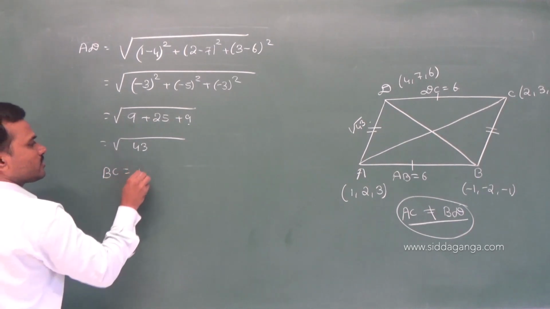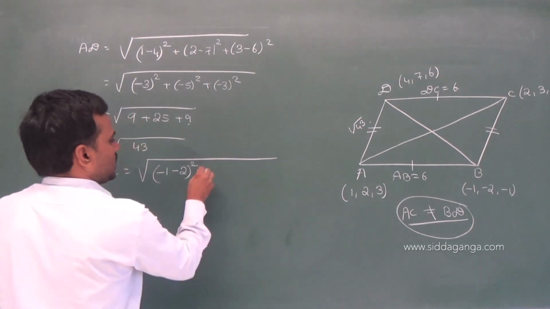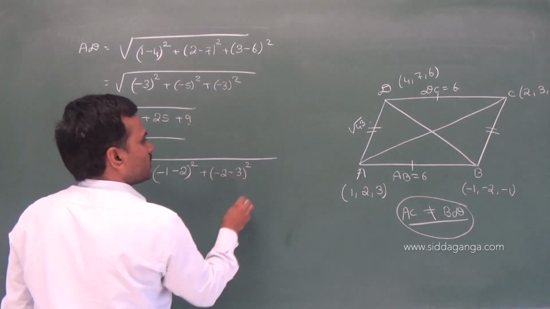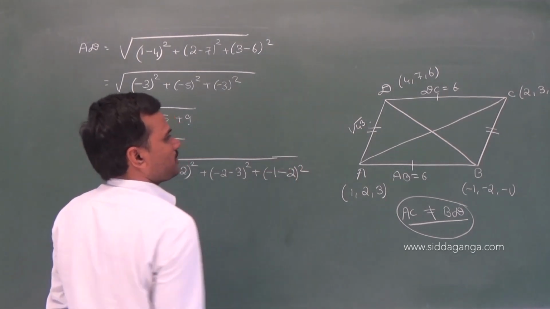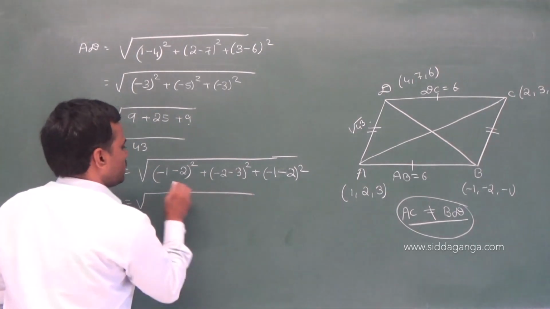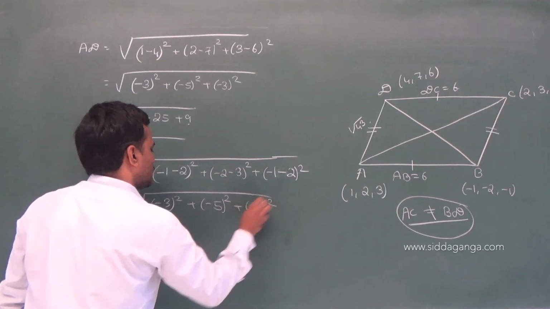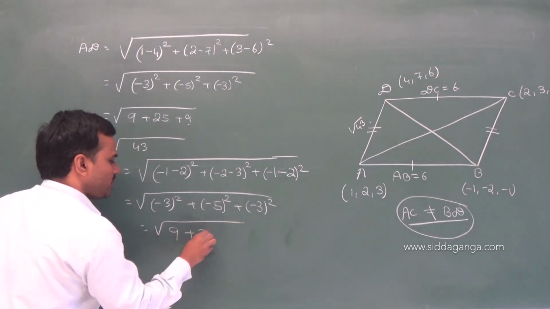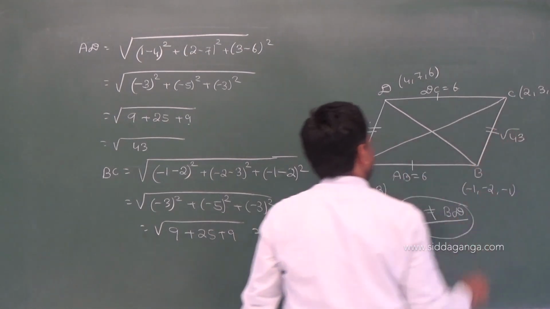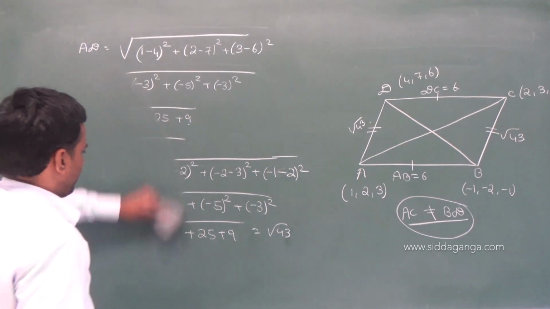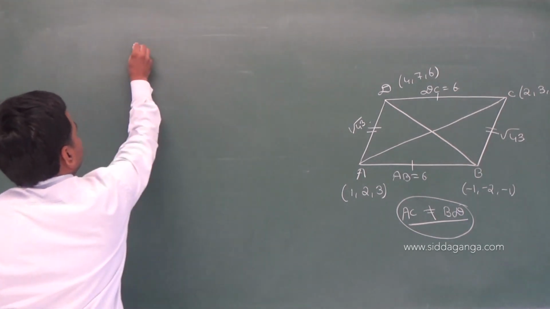We check BC. Square root of B to C: (minus 1 minus 2) whole square, correct, plus (minus 2 minus 3) whole square plus (minus 1 minus 2) whole square. That is equal to square root of (minus 3) whole square plus (minus 5) whole square plus (minus 3) whole square. So minus 3 whole square is how much? 9 plus 25 plus 9. Again it is what? Root 43. And then what is the conclusion? Observe carefully. Opposite sides are equal. Yes, the conclusion.